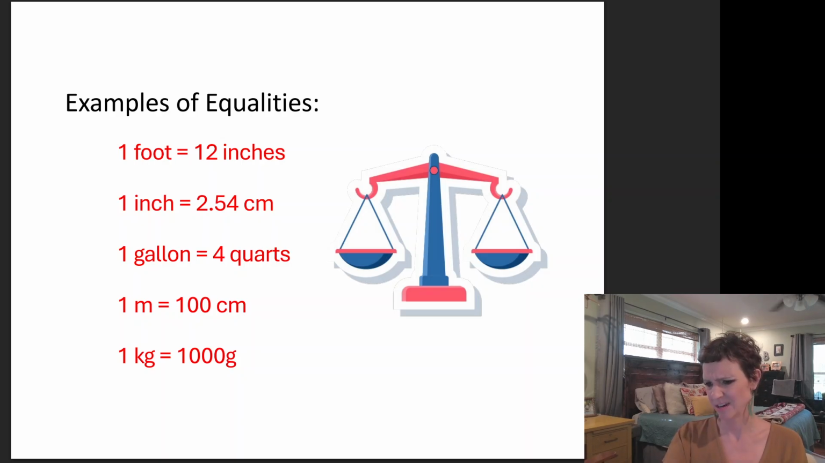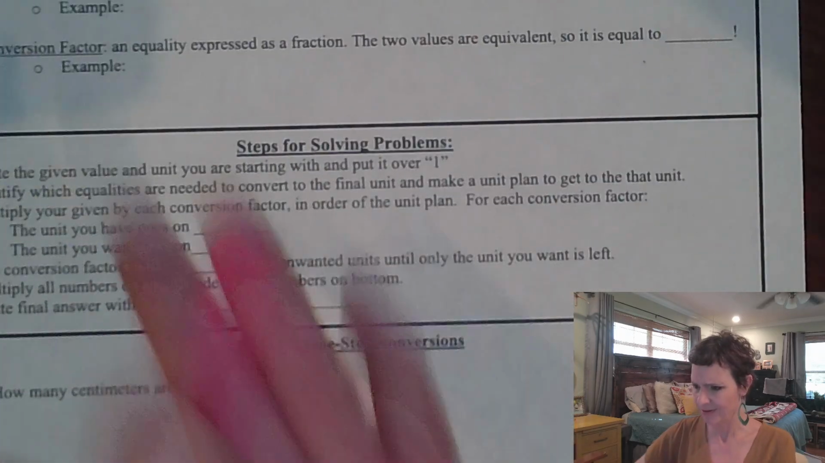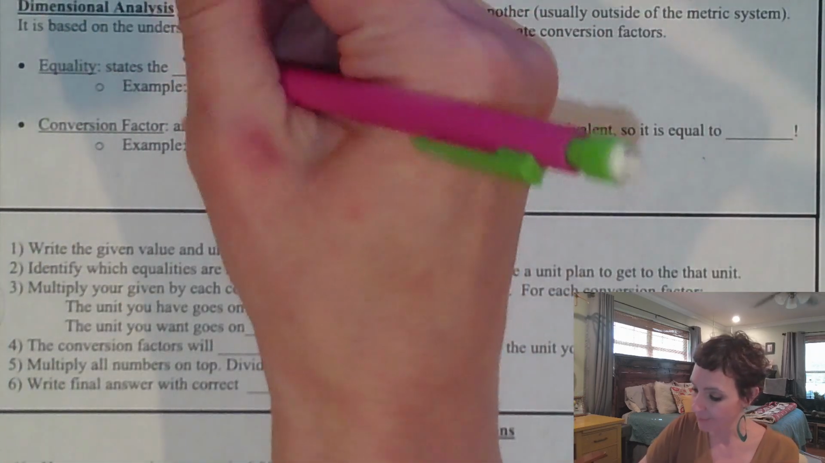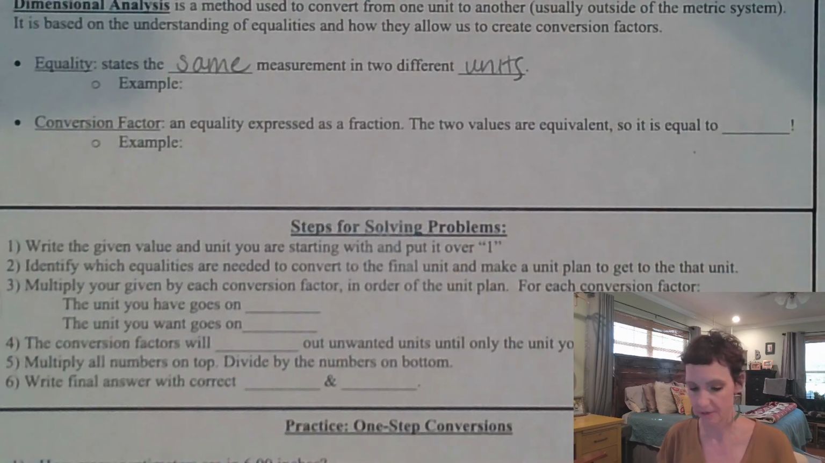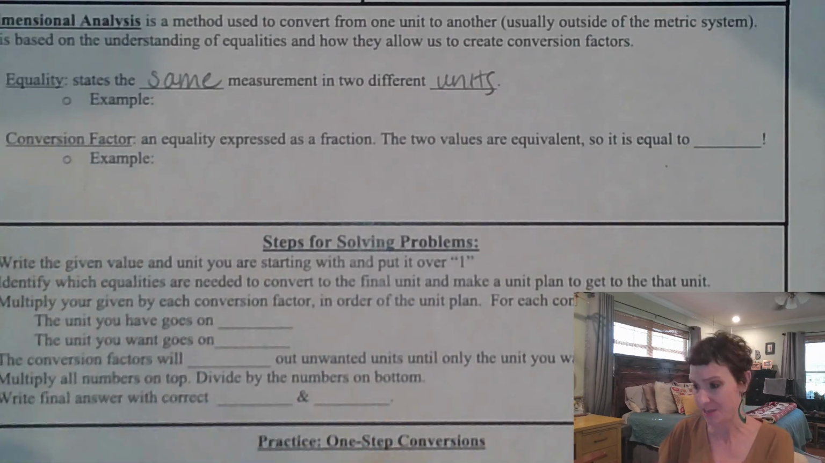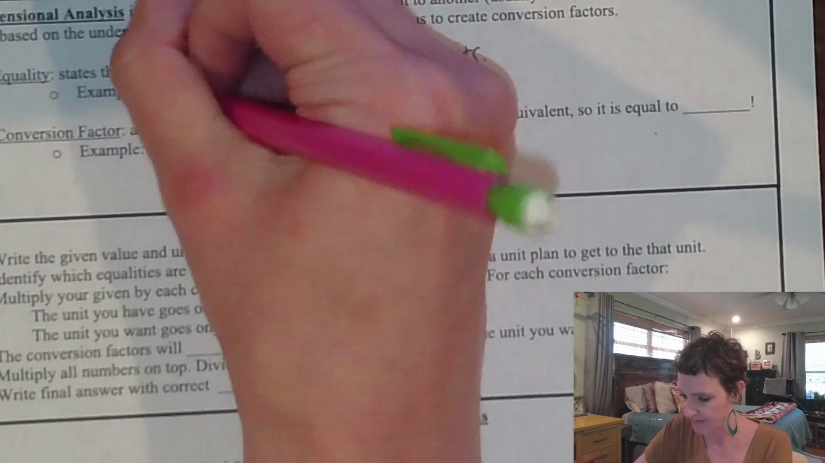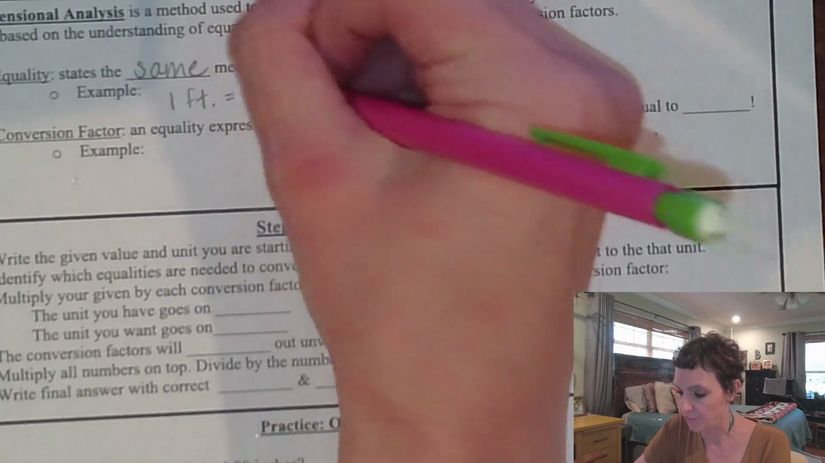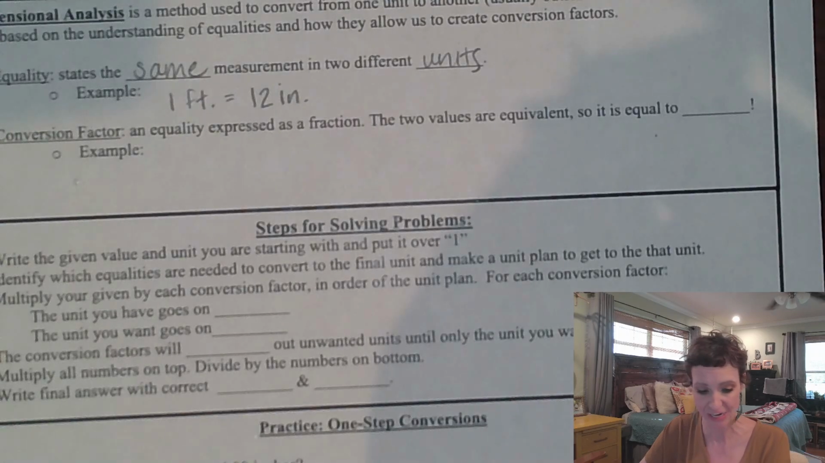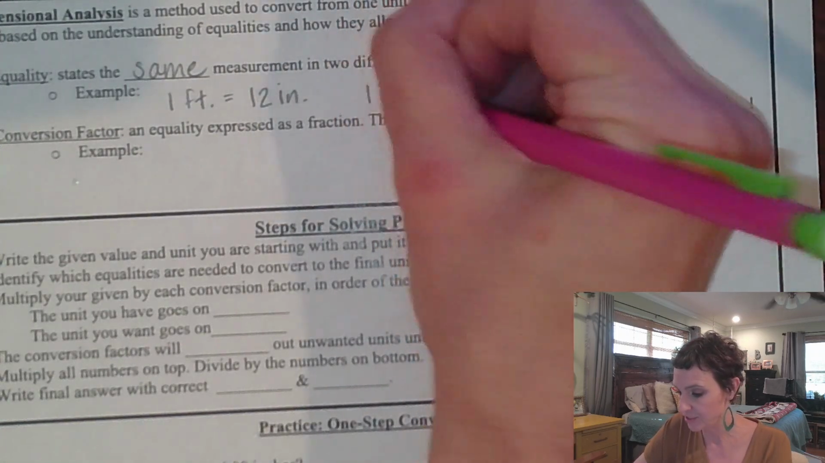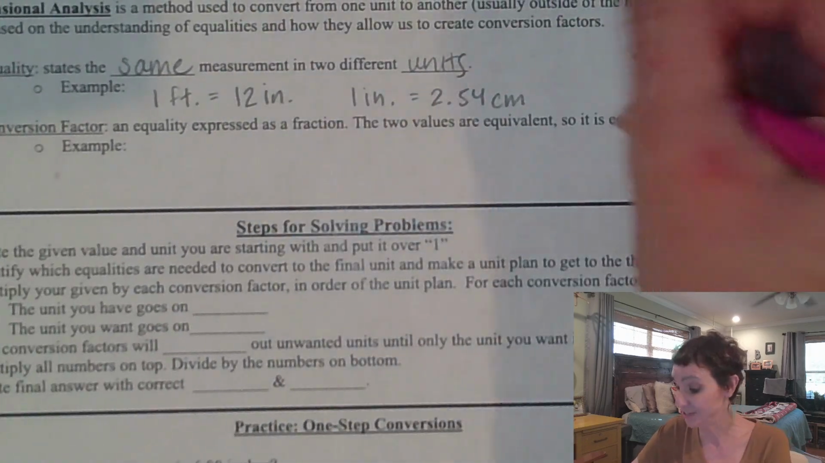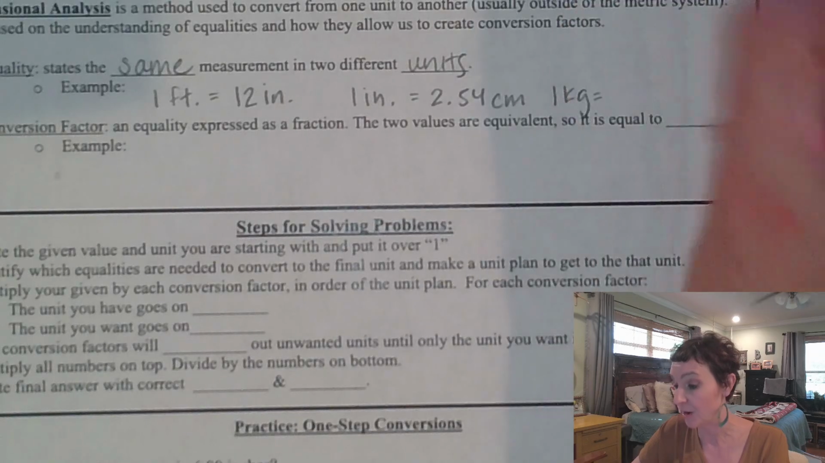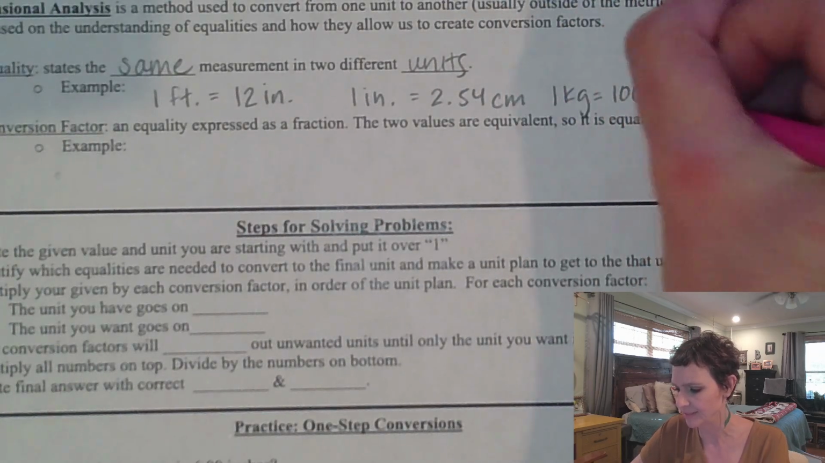Okay, so let's bounce down to the document camera and unpack the rest of the lecture on this paper. So we said an equality states the same measurement in two different units. Yes, that is hopefully what you have written down. So let's write a few of the equalities that we saw on that last slide, just to give us some examples here. So one of them that we did was 1 foot is equal to 12 inches. Those two things are equal, right? We could also say 1 inch is equal to 2.54 centimeters. And like I said, metric is available for you. There was an example on there, 1 kilogram is equal to 1,000 grams, okay?